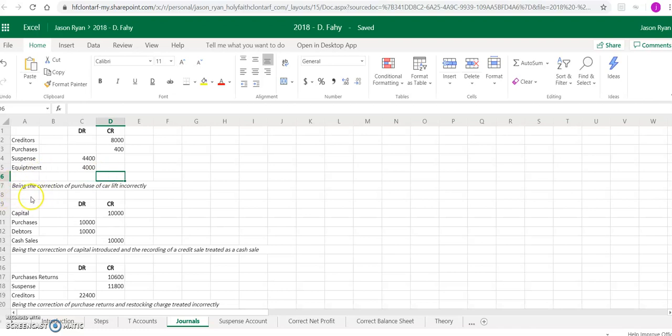Put in a little narration. I'd always say 'being the correction of' would be the way I'd start off the narration, and then just take something from the question itself. So being the correction of purchase of car lift incorrectly, or incorrectly treating purchase of car lift, something like that.